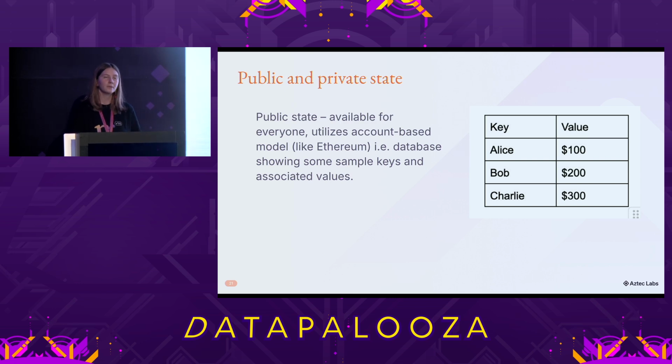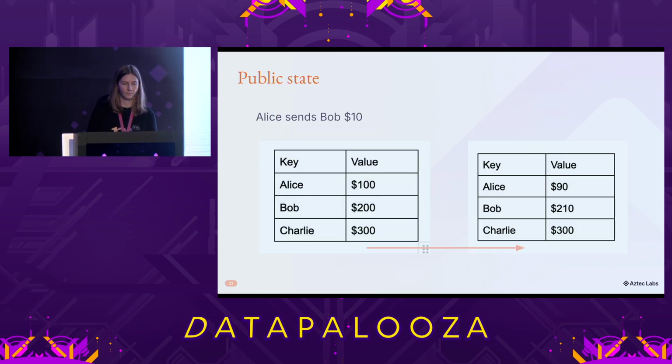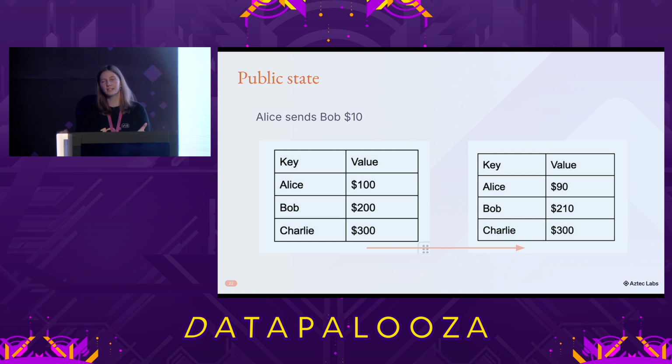So we start with state. Public and private state. For public state, it's pretty straightforward. Public state means available for everybody. It's like on Ethereum. It utilizes the account-based model, which means this is a database with keys and values. In this example, keys are accounts, Alice, Bob, Charlie, and values are their balances. When there is a transaction, the balances are updated. So if Alice sends Bob 10, Alice's balance is updated, and Bob's balance is updated.